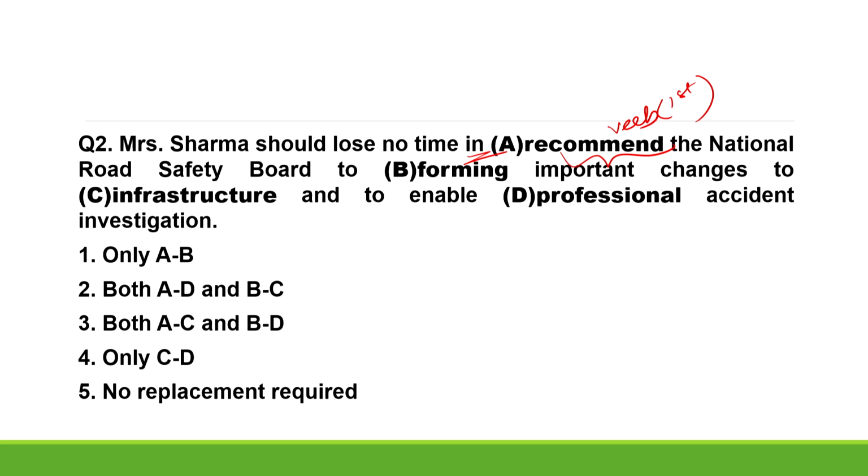Hence, clearly it must be replaced. Among the words given in bold, infrastructure is the only word that is a noun. But on interchanging it, the sentence does not make any sense. So, clearly among the words given in bold, only forming satisfies this condition. That is, it is the only verb in ing form. Thus, A and B must be interchanged. After interchanging them, the sentence makes sense. Hence, the correct answer is option 1.